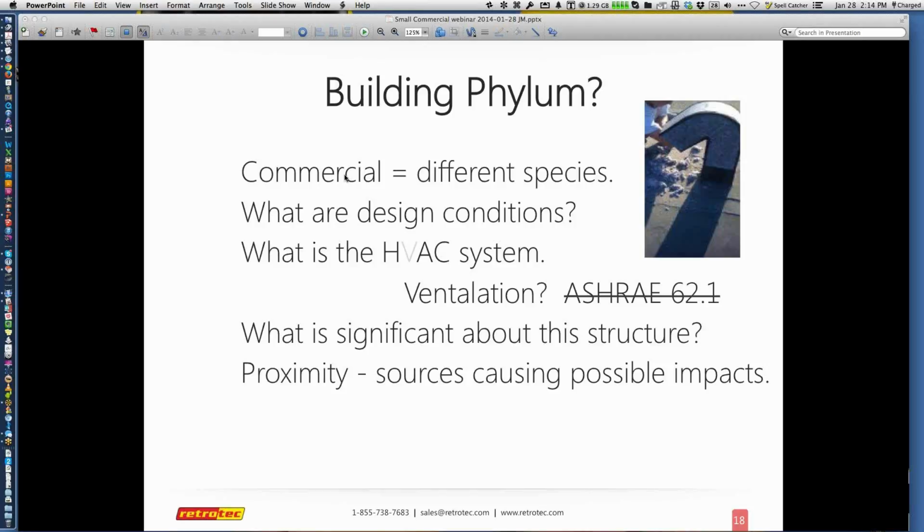But what I really want people to focus on, if they have a few in their head or they do these regularly or maybe not, is: what are the design conditions? What is the HVAC system, and is ventilation as it should be in the structure? I'm not going to touch much on ventilation. We could spend a whole day on that. But what are the significant items about your structure? What's its proximity to other possible impacts?